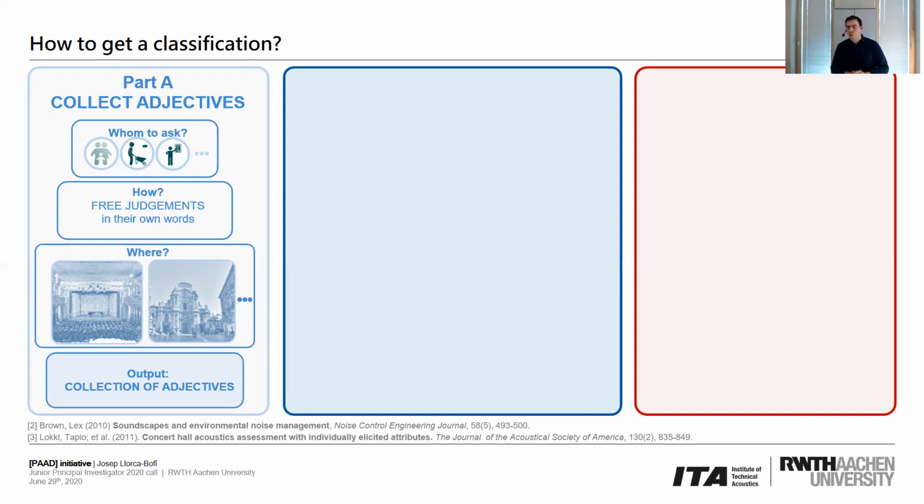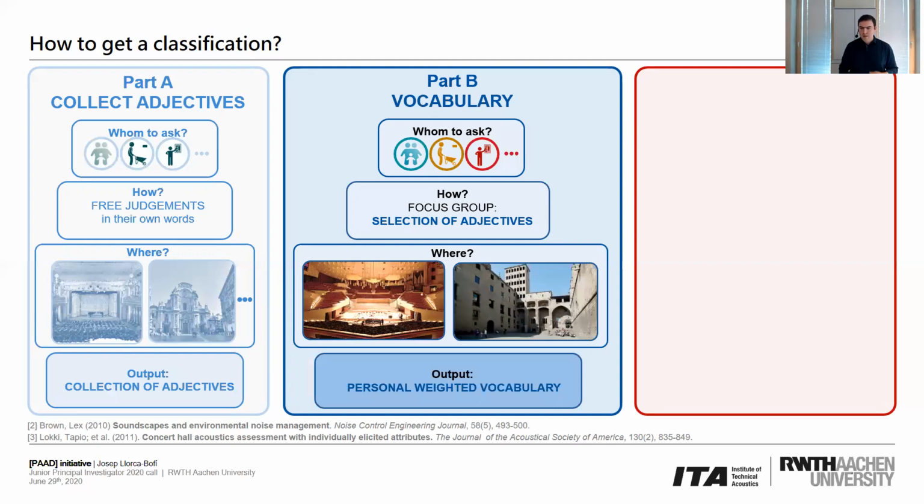a collection of people who we ask, and they should judge freely several scenarios or several buildings, so indoor and outdoor scenarios. This big test in the first part A will collect an output as a collection of adjectives, a big box of different adjectives that everybody from this collective of subjects to be tested will elicit in front of those buildings.